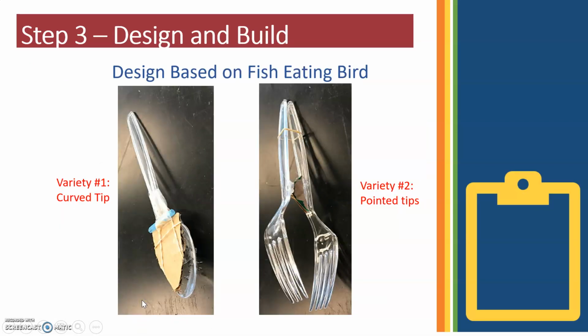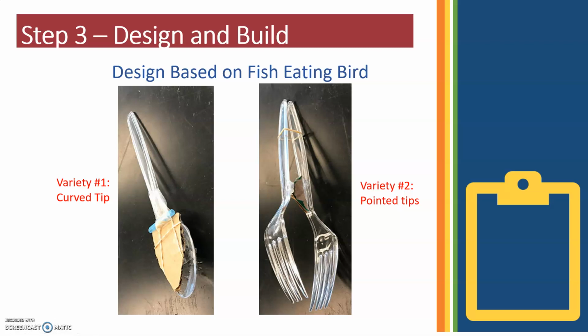You're now ready to build your prototypes. You need to build 2 varieties of your beak. You can see on the screen that a former student researched a specialist bird group that basically eats fish. The student then built one beak variety with a large curved tip, and then they built a second variety with several pointed tips that resemble a comb. Both varieties are good for getting fish.